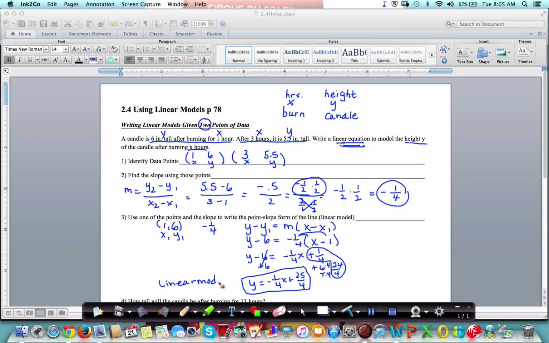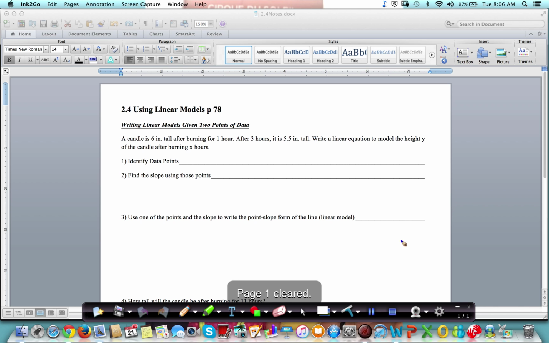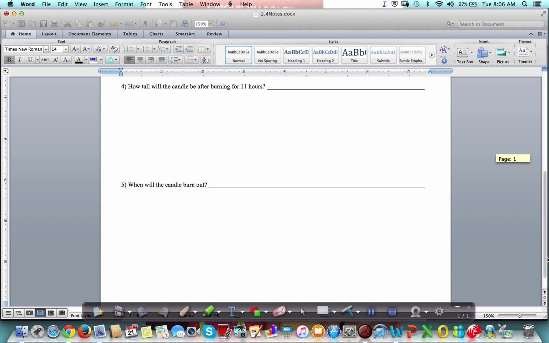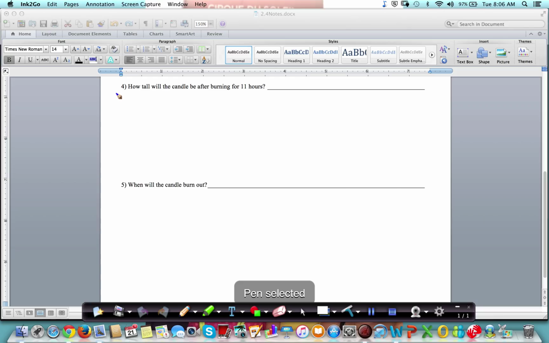Okay, so now that we have our linear model, we're going to use it to solve some problems. I'm just going to clear this page and scroll up, and then we're going to continue on with solving some questions now that we have our equation. I'm going to really quickly write down our equation here: y equals negative 1/4 x plus 25 over 4. We're going to use that each time to solve the problem, so I'm just going to rewrite it both times.